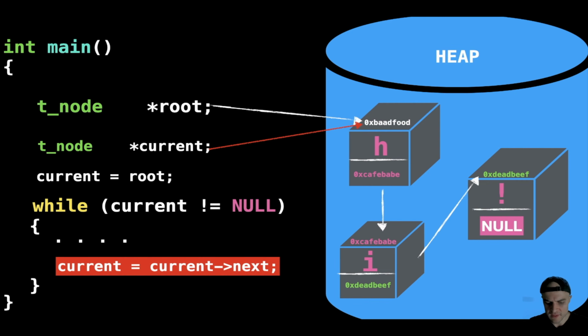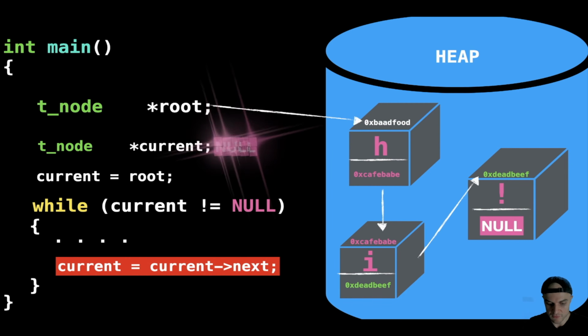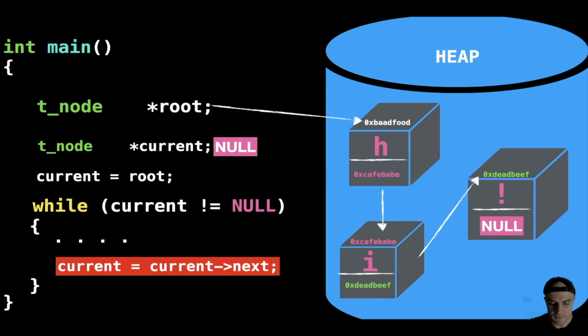So what is going on? Let's have a visual understanding. Current initially is pointing to bad food. Then it's going to point to cafe baby, you see? Because it's the next of the first node. Then we do the check. Current is different from null, of course. You do your operation like printing i, and then current is equal to current next, which is dead beef. So now current is pointing to dead beef. We do the same, the loop, and you got the gist of it, right? Now current is equal to null, and our iteration is finished.